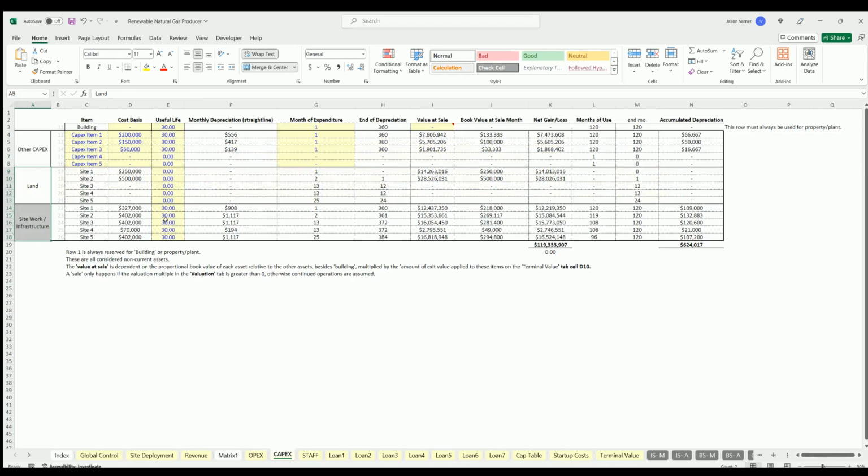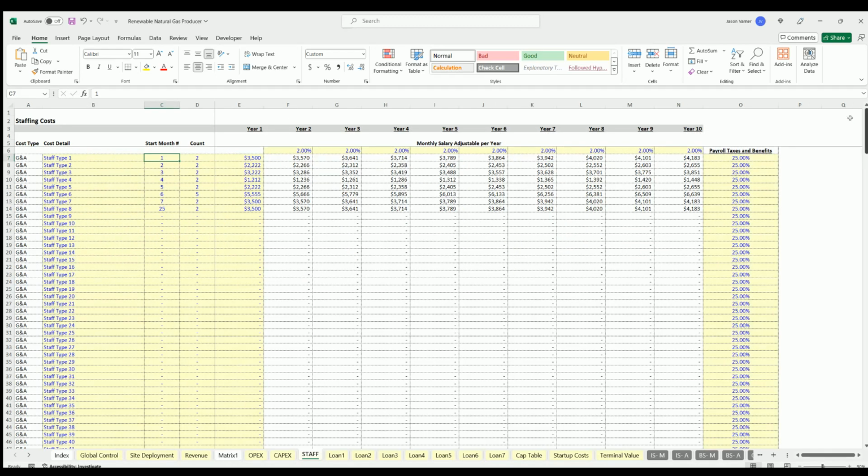All right, and then like I said, you could also be acquiring the facilities and not building them out, which is fine. You could account for that here or within these rows, depending on which sites you're acquiring versus building, and just adjust the depreciation or useful life accordingly. And then for these ones that are manual, you can adjust the month that this expenditure actually happens here.